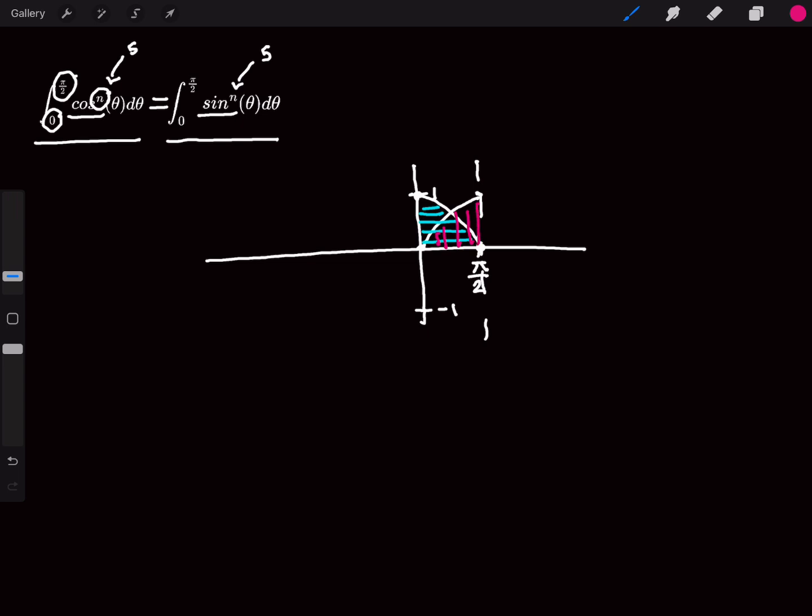And now we can kind of see that the graphs of sine and cosine are basically the same, except that one is just being rotated by 90 degrees. So that's why the sine or cosine doesn't matter as long as the limits go from 0 to pi over 2. Okay, now let's get into the actual formula.